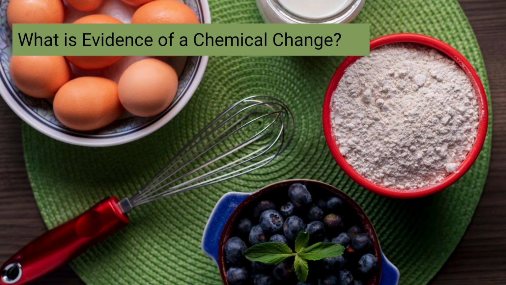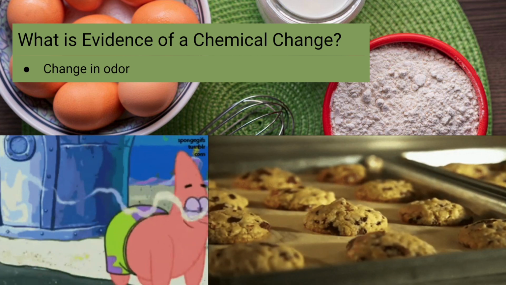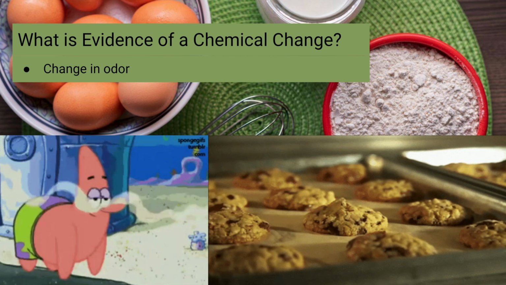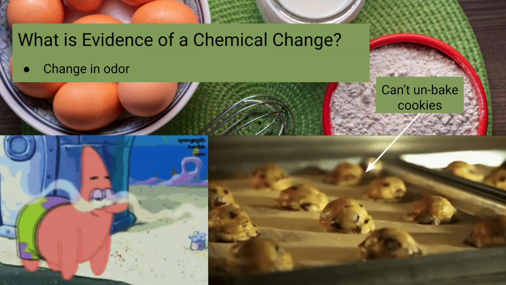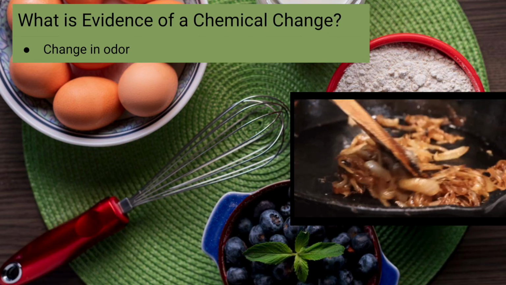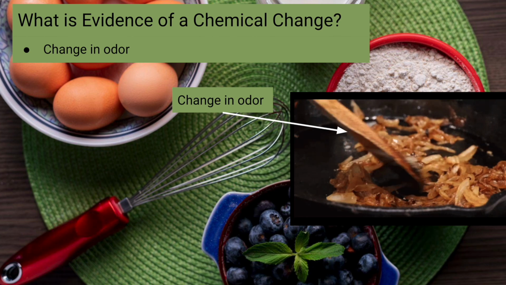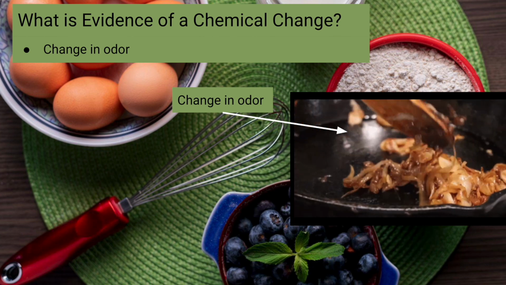Another piece of evidence of a chemical change is a change in odor. Basically, when a new smell is created. I think of baking cookies, and when you bake cookies, your whole house starts to smell, and it smells so good. And you can't unbake cookies, so it's another example of a chemical change. You can also see this when you caramelize or cook onions, right? There's a change in odor, and cooking onions actually has another piece of evidence for a chemical change.